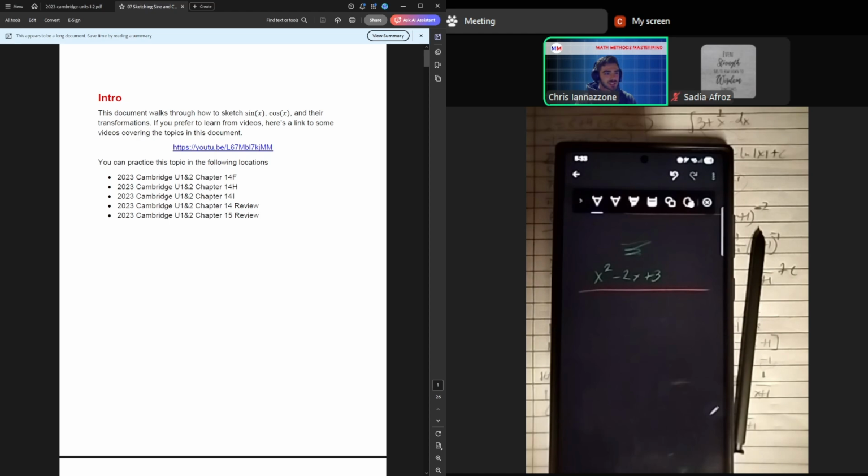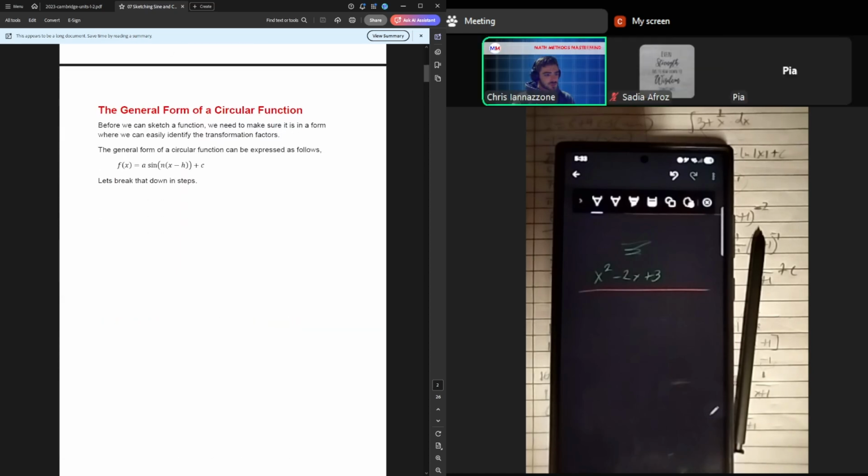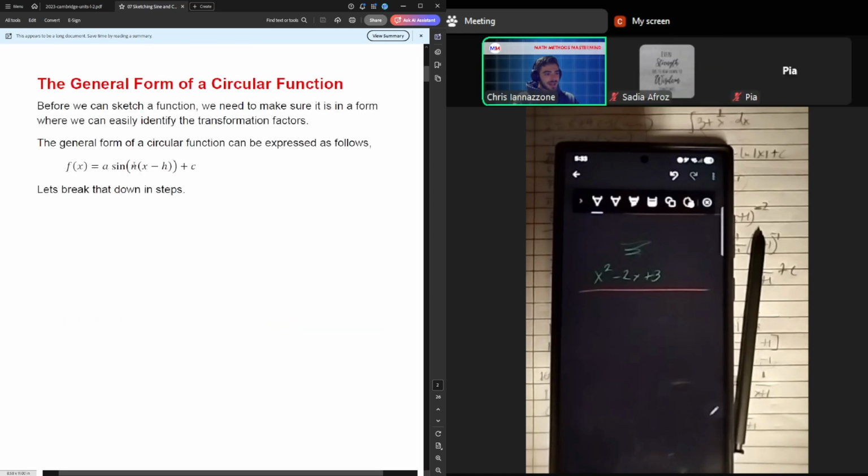So the agenda for this one is to review, I believe this is the second time we've had a look at it, sketching sine and cos. Or at least the second time in the group classes. We're going to look at each of the three different kinds of scenarios you run into, one of which is when you just have the a and n terms associated with it. The other is when you have horizontal translations, and lastly is when you have vertical translations.